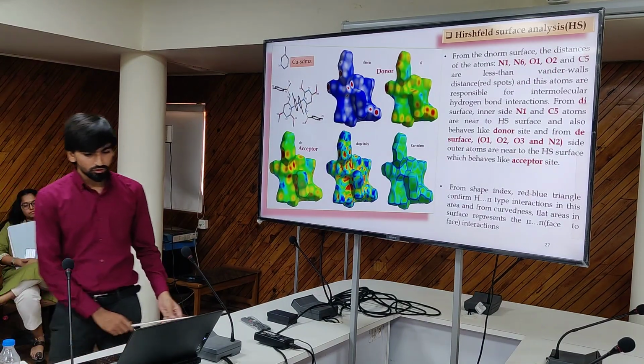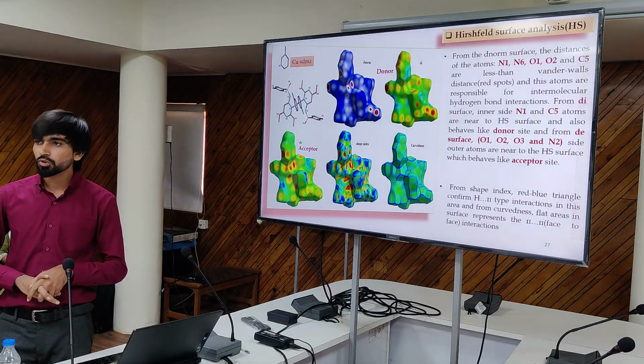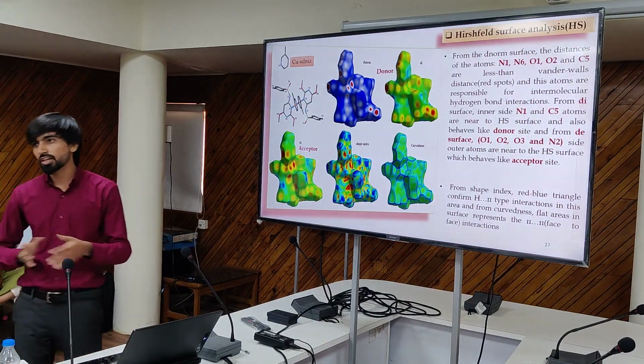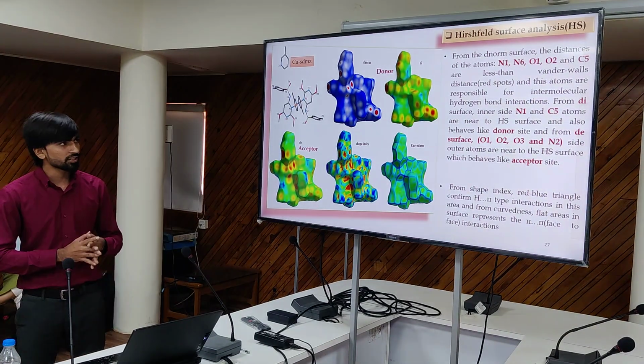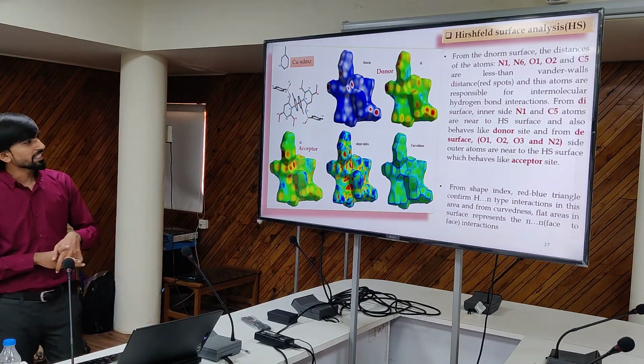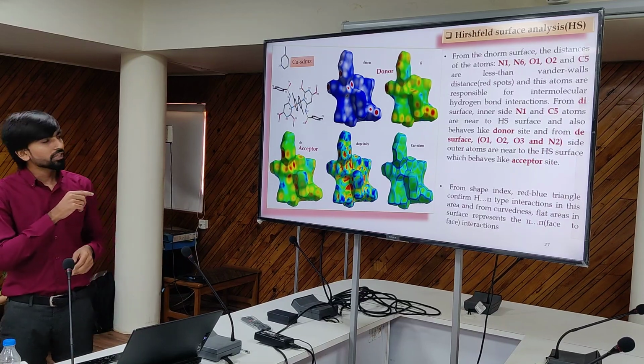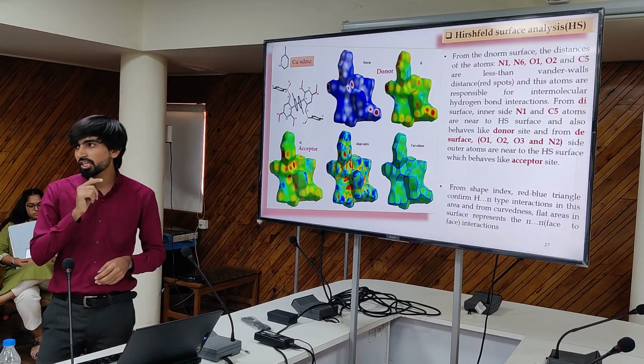Now, after the theoretical study, there is the Hirshfeld surface analysis. For the Hirshfeld surface analysis, we need to use the CIF file, because without the CIF file we cannot carry out the Hirshfeld surface analysis. Now, the Hirshfeld surface analysis is divided into 5 parts. One is the d_norm, second one is the di, de, shape index, and curvedness. From the first surface, we can see that the red dot is there. Now, what is the meaning of the red dot?